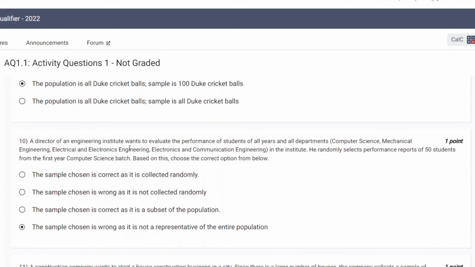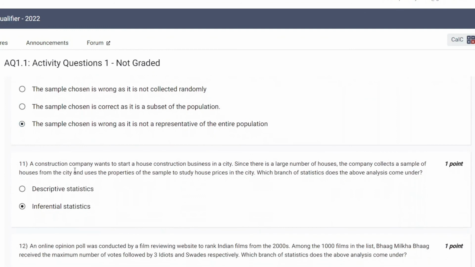A director of an engineering institute wants to evaluate the performance of students of all years and all departments: computer science, mechanical, electrical, electronics and communication engineering. In the institute, he randomly selects performance reports of 50 students from the first year computer science batch. Based on this, choose the correct option. The sample chosen is correct? No. The sample chosen is wrong as it is not collected randomly? No. The sample chosen is correct? No. The sample chosen is wrong as it is not a representative of the entire population. Yes, it is correct.